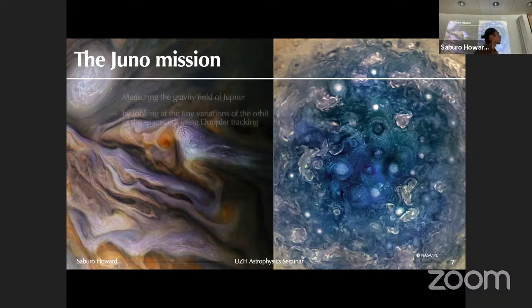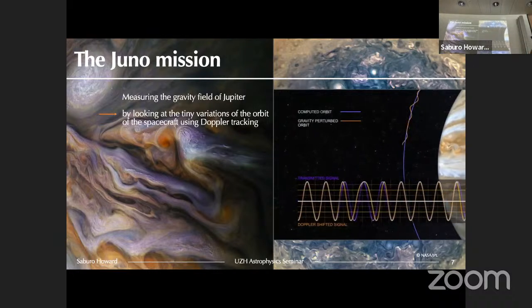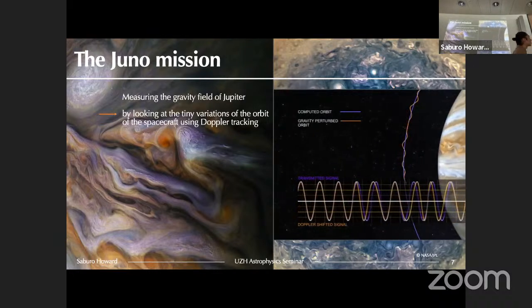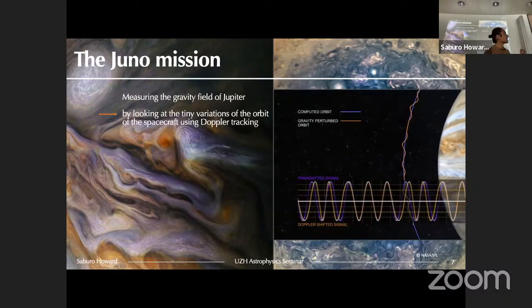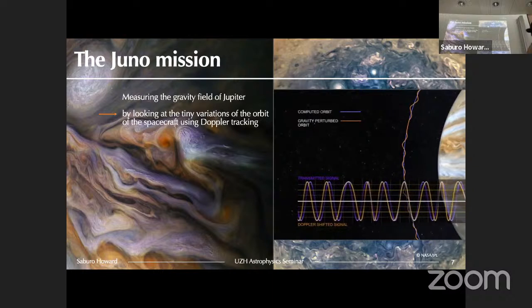And it is doing so by scrutinizing the tiny variations of the orbit of the spacecraft using Doppler tracking. So we can estimate the gravity pull from the planets on the spacecraft by looking at the radio signal that is Doppler shifted and that we receive from the spacecraft.